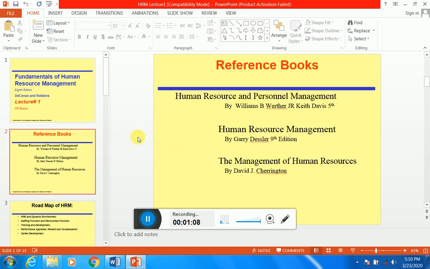There are some other recommended books as well, which you can see in the second slide under the heading of reference books. The book is Human Resource and Personnel Management by William B. Werther and Keith Davis, 5th edition. Otherwise, Human Resource Management by Gary Dessler, 9th edition. And last but not least, the Management of Human Resources by David J. Cherrington.